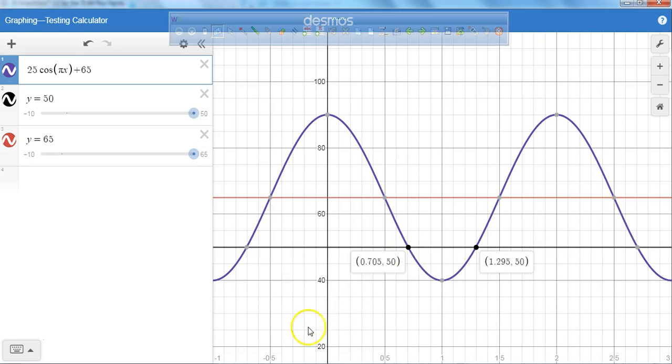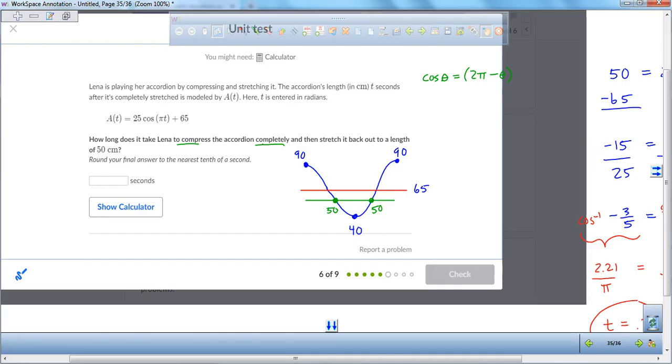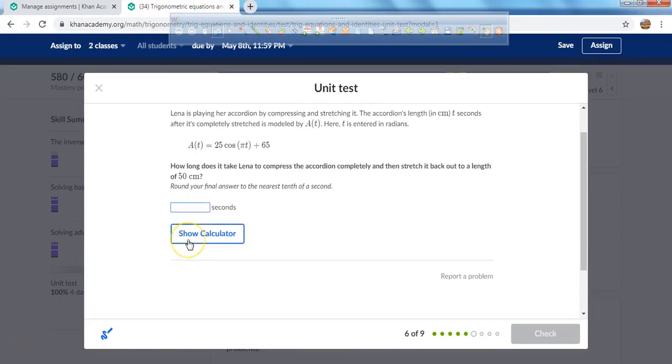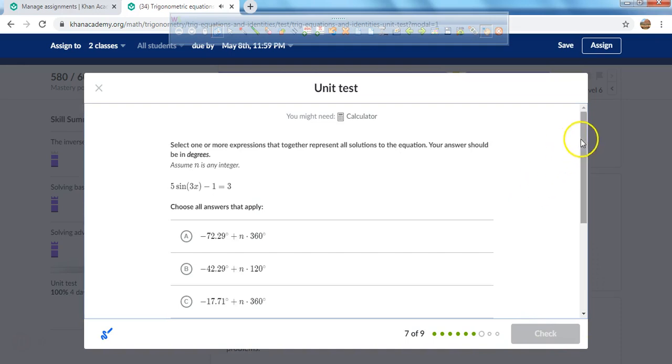Sweet. So let's see what the question says. Nearest tenth of a second. Well, we're going to put 1.3 for our answer. Cross our fingers. Woohoo!